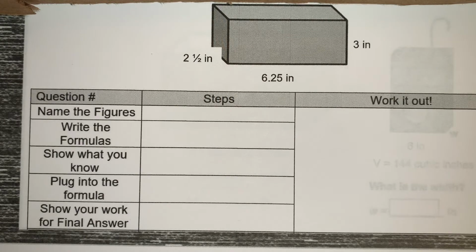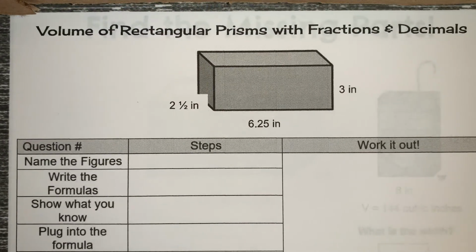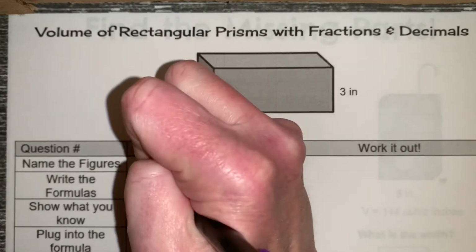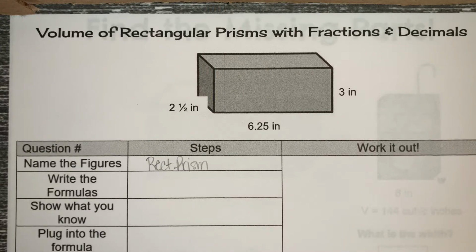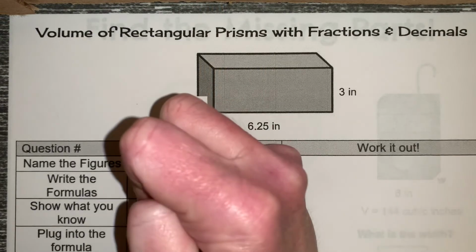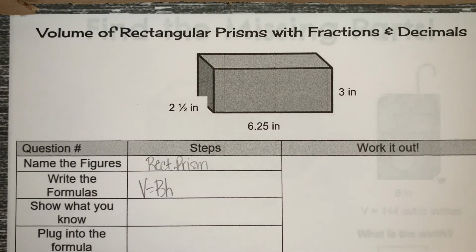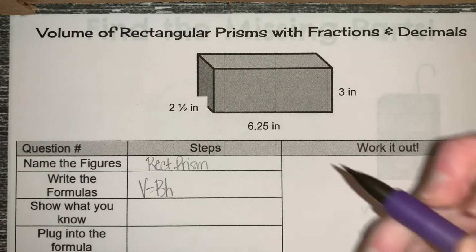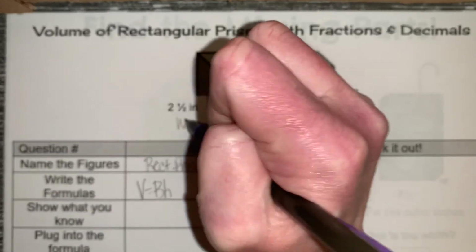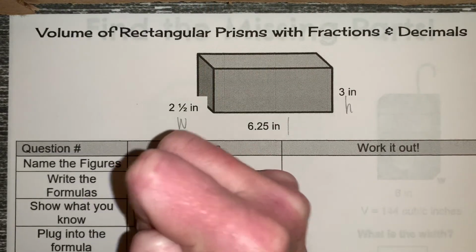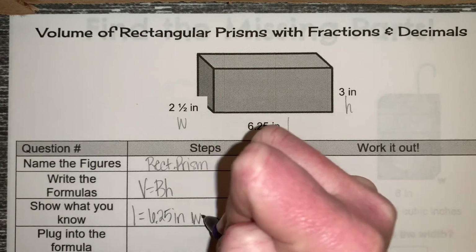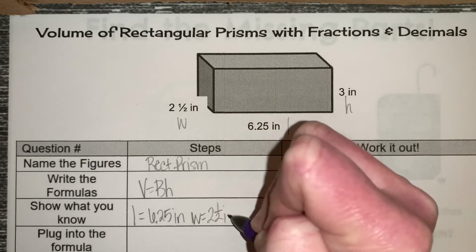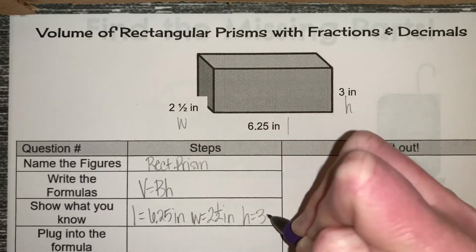Okay, here is an example with fractions and decimals. Nothing changes except you have fractions and decimals. Still a rectangular prism. It does have different length sides, so it's not a cube. Formula, capital B, H. Show what you know. This is the length. This is the width. This is the height. Length is 6.25 inches. Width is 2 1/2 inches. Height is 3 inches.